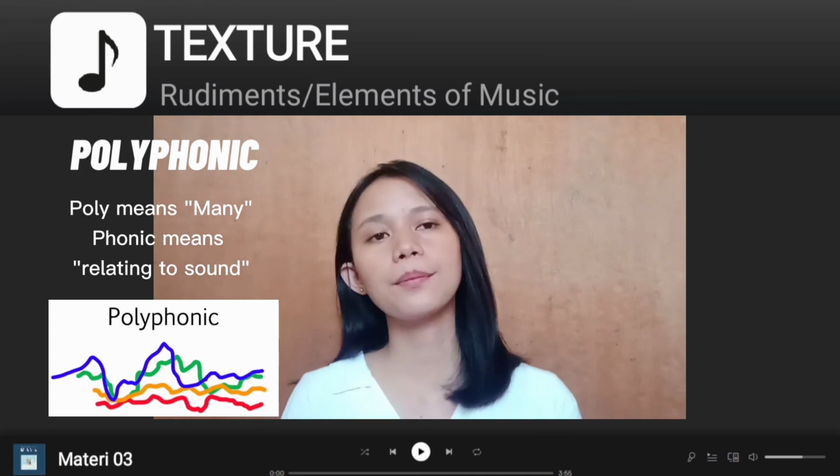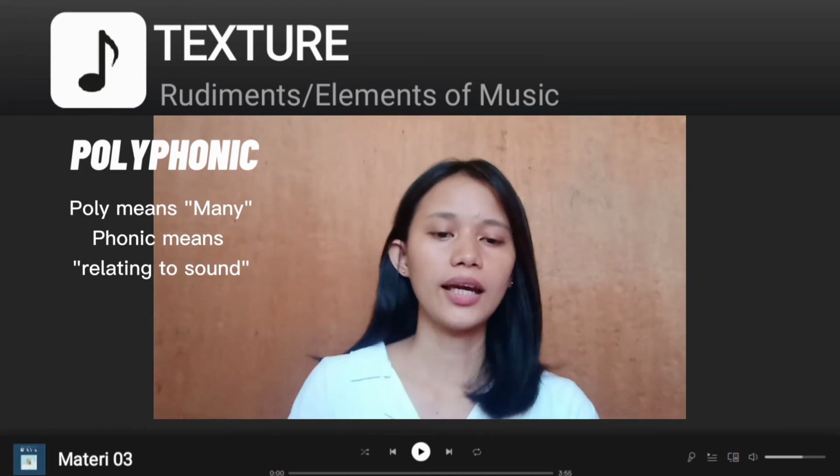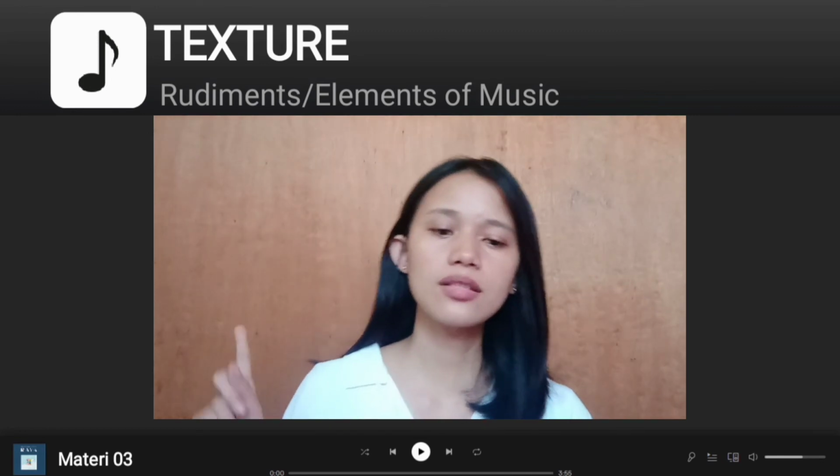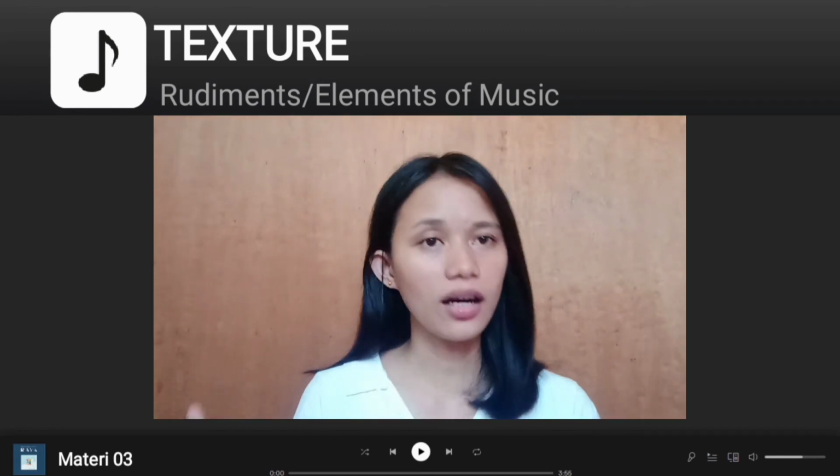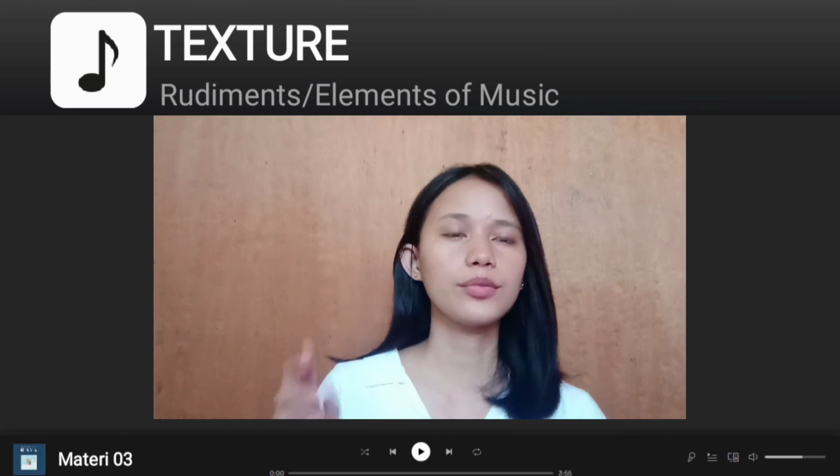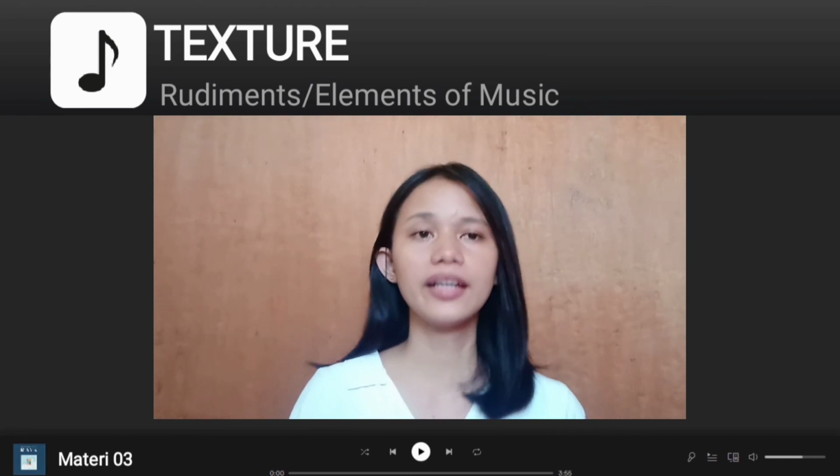So, ano ba yung mga example ng polyphonic? Ayan, ang example niya is first, marching band, a choral, di ba? Maraming sound yung mga yon. Musical ensemble, or di kaya naman ay ang round song.